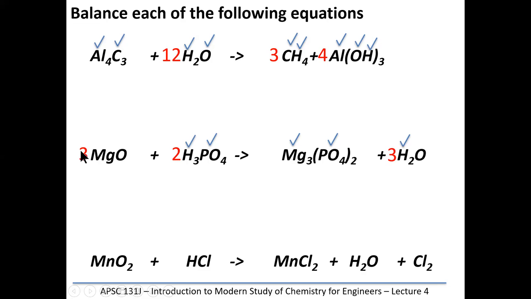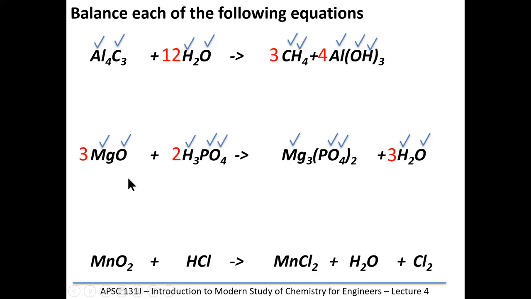And now my last thing I'm going to do is check the oxygens. So I can see there's 3 oxygens here. There's 8 here, 8 and 3 is 11. On this side here, we have 2 times 4 is 8, and 3 is 11. So we can see oxygens are balanced.